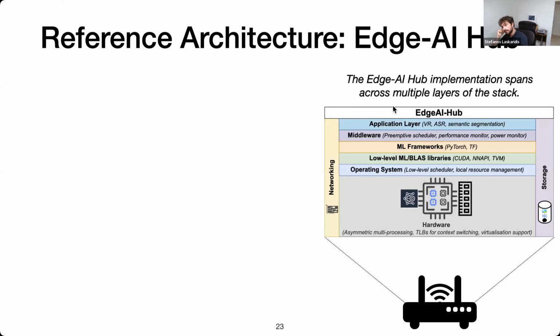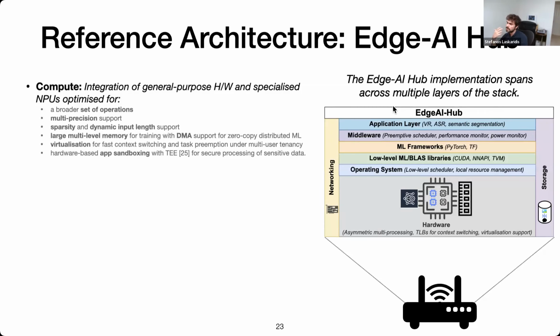Next, the reference architecture for the Edge AI Hub is presented, and it touches across multiple layers of the technology stack, ranging from the application layer to the bare metal. So starting from the hardware, we propose the integration of general purpose as well as specialized hardware, for example, NPUs, which are much more energy efficient to run these workloads, optimized for a broader set of machine learning operations.